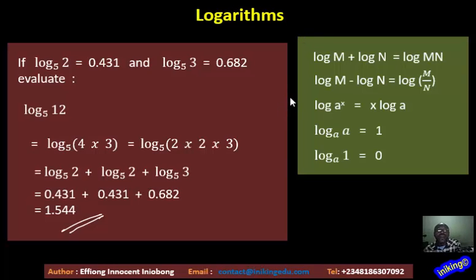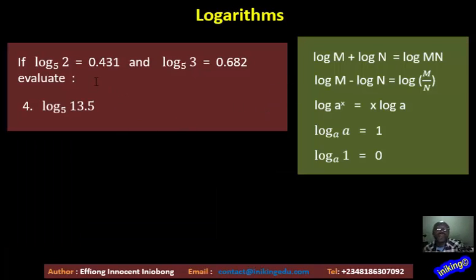Finally, next question, we have here again that we should use what? That log 2 to base 5 is equal to 0.431. Log 3 to base 5 is equal to 0.682. Using these two values, we should evaluate the log of 13.5 to base 5. The problem now is how do we express 13.5 in 2s and 3s?